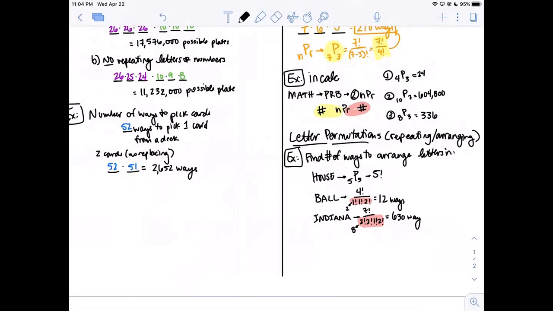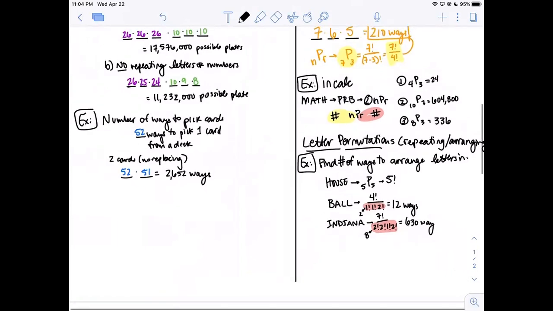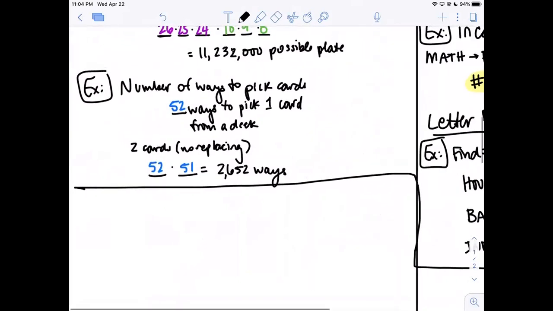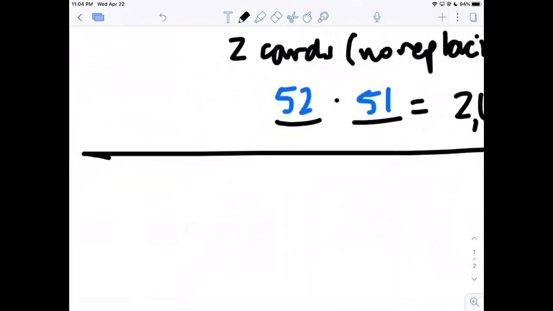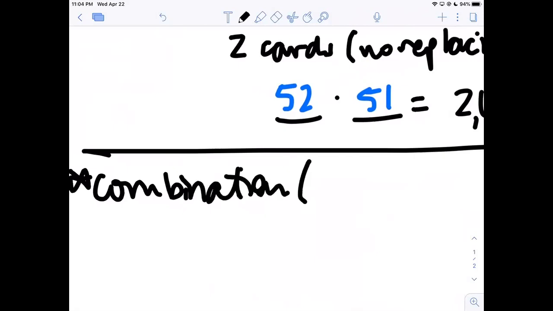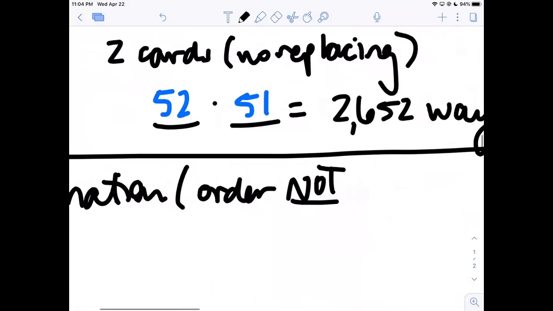Okay, the last thing that we're going to talk about is combinations. I'm actually just going to put this on here so I can make this all one page. All right, so we're going to talk about combinations. Combinations are where order doesn't matter. So often we talk about combinations versus permutations. Combinations is where order does not matter. Permutation is where it does matter. So combinations: order does not matter.